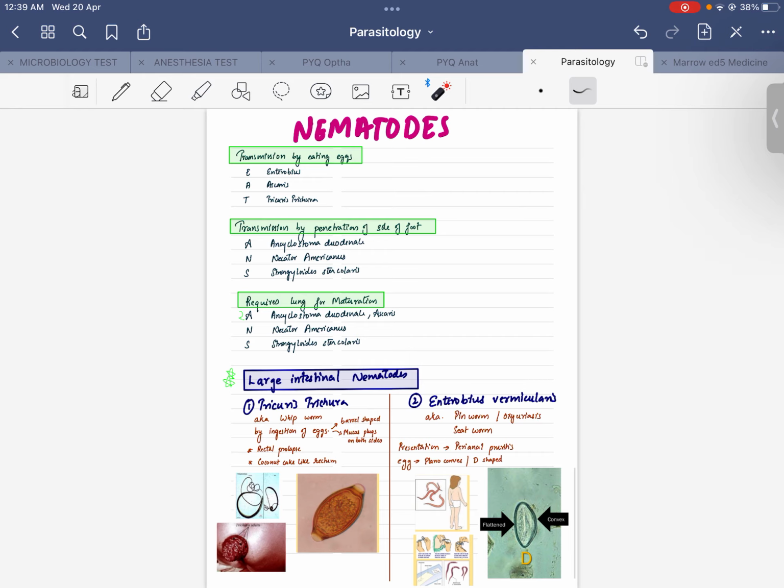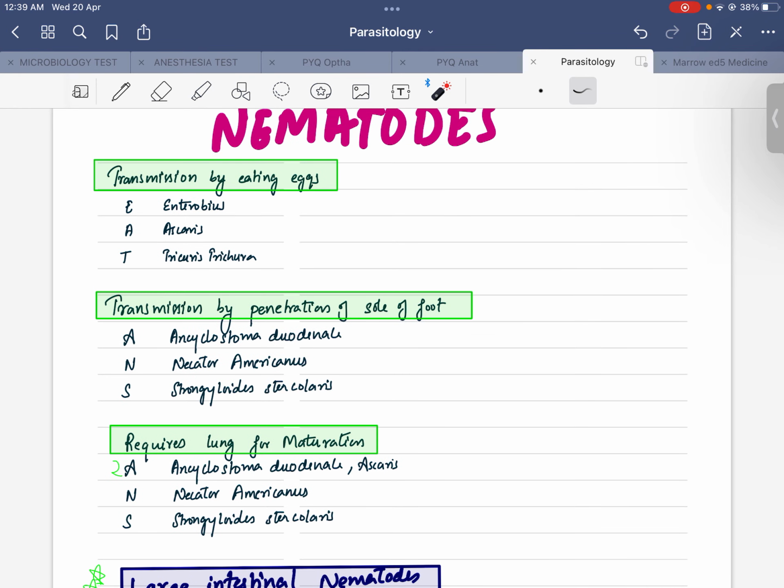Before starting, we'll learn some mnemonics here. What are the organisms transmitted by eating eggs? The mnemonic is EAT: Enterobius, Ascaris, Trichuris trichiura. You will get familiarized with the names when we start studying. Enterobius vermicularis, Ascaris, Trichuris trichiura, transmitted by eating the eggs.